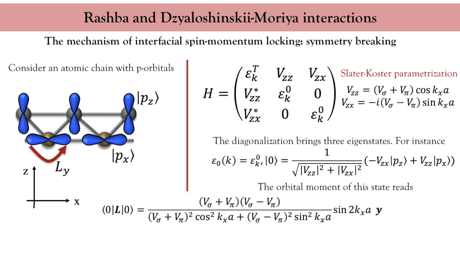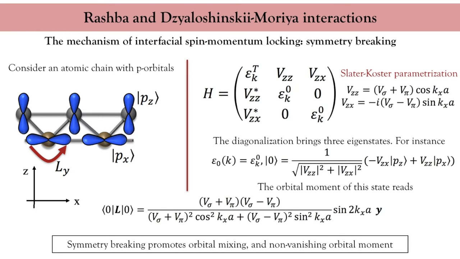Another way to put it is that the top chain breaks the inversion symmetry of my system and promotes the emergence of a non-vanishing orbital moment. An important point I'd like to make is that this orbital moment is odd in momentum kx. So if I change the sign of kx, I will change the sign of my orbital moment.